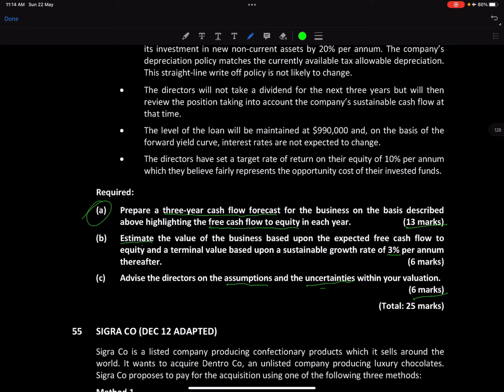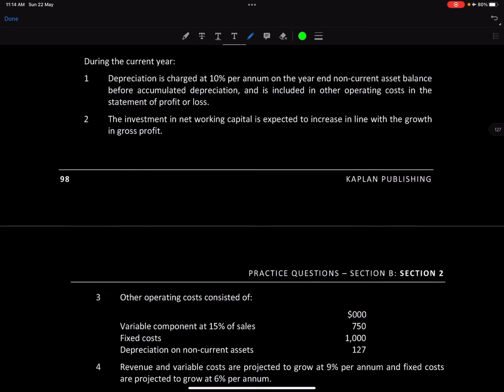Let's try and grab what do we need over here? Free cash flow to equity, right? Free cash flow to equity, and then the value of the business based upon free cash flow to equity, and terminal value as well. And we also need to think about assumptions and uncertainties within the valuation. Okay.